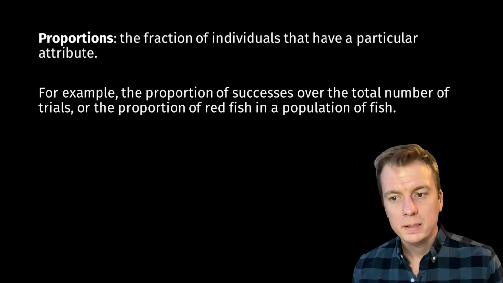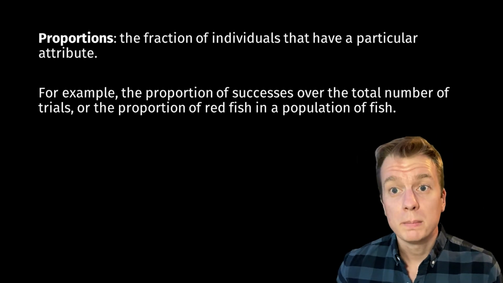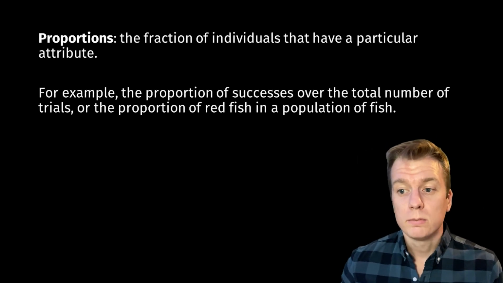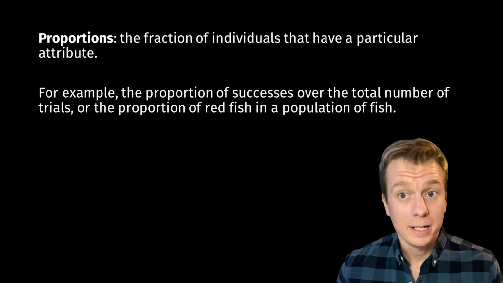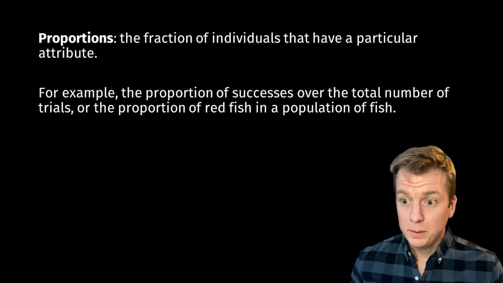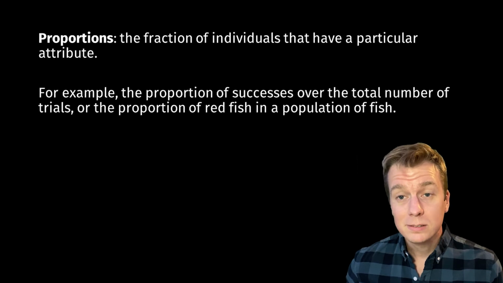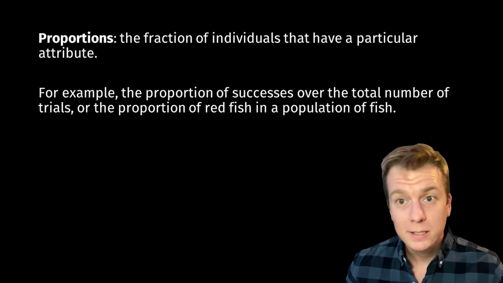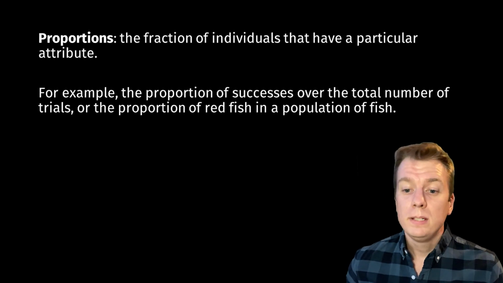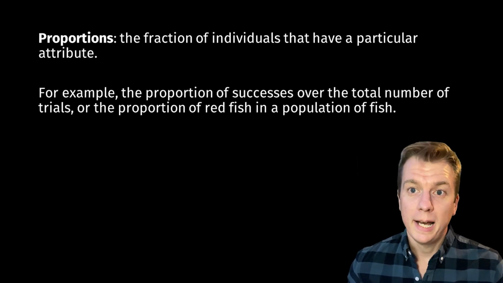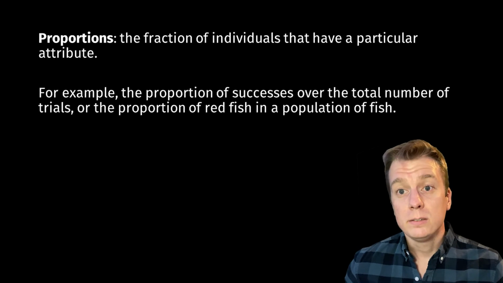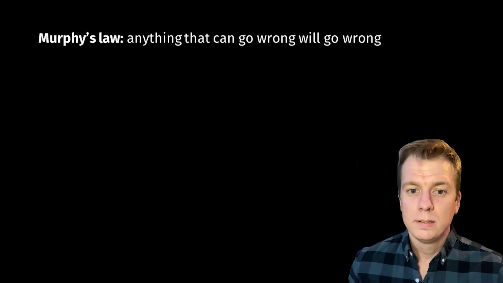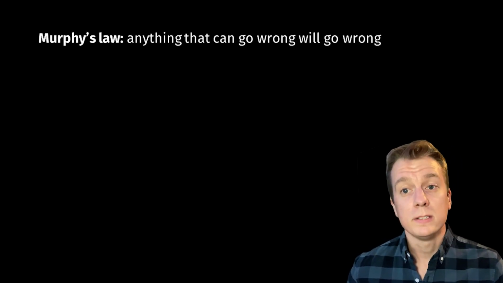We talked a little bit about proportions when we discussed probability. Proportions are the fraction of individuals that have a particular attribute. For example, the proportion of successes over the total number of trials, or the proportion of red fish in a population of fish. If we know the probability of a particular event happening, we can analyze it using the binomial distribution. For example, take this test of Murphy's Law.